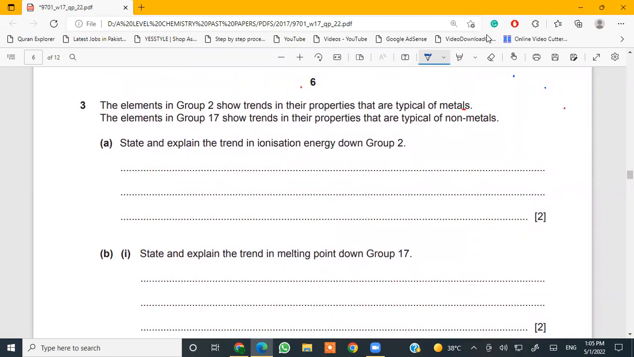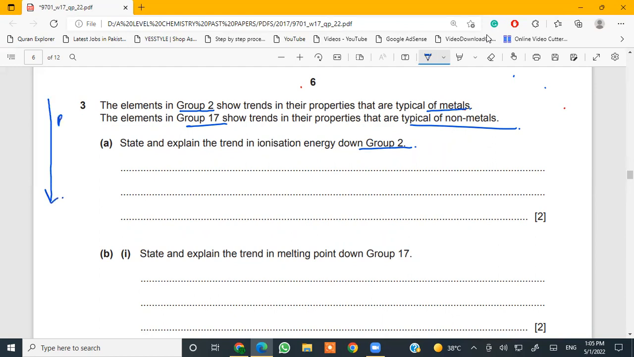Question 3 says the elements in group 2 show trends in their properties that are typical of metals. Elements in group 17 show non-metallic properties. State and explain the trend of ionization energy down group 2. This is a typical question of ionization energy. What happens to ionization energy as we go down any group, not just group 2, any group?